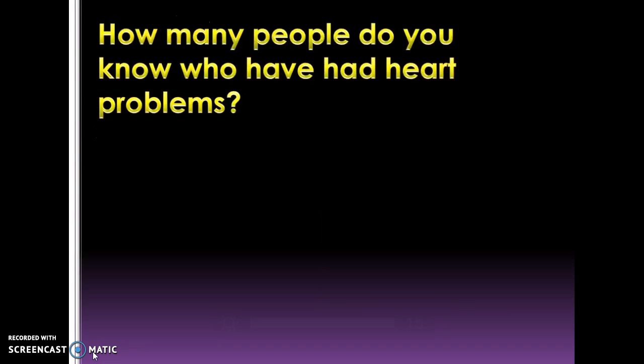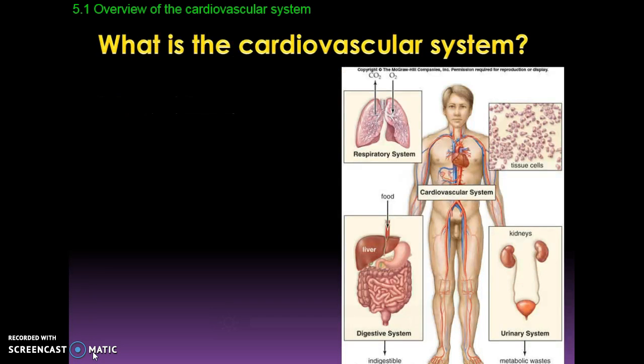So, how many people do you know who have had heart problems or currently have heart problems? Unfortunately, it could be quite a few or several, but also it could be that you aren't aware of someone who actually does have heart problems because there often isn't any warning signs that there's a problem.